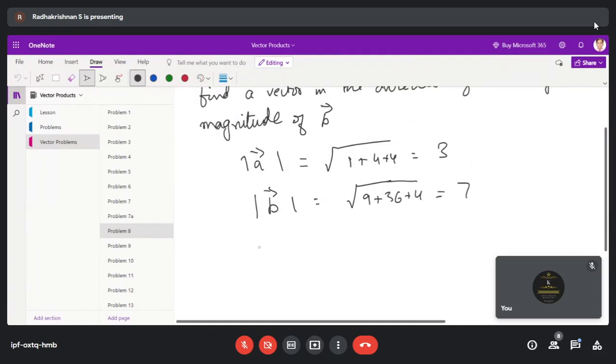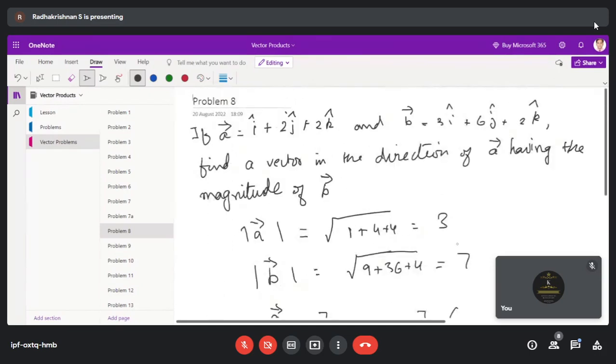So a unit vector will be A by 3. Then its magnitude needs to be 7, so now we multiply by 7. Required vector: 7 by 3 into the A vector.